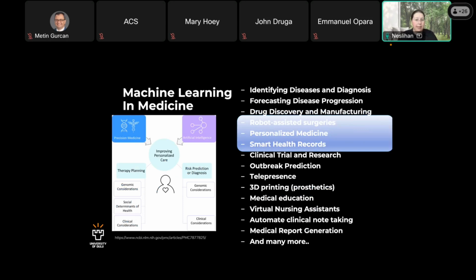Next, we have robot-assisted surgeries. It's an active research area with partially automated tools already available on the market. And let's move to personalized medicine. We are seeing a range of applications, including mobile apps, wearables, and voice assistants. They create person-specific interfaces for these machine learning models. And then smart health records aim to enhance the efficiency and accessibility of the healthcare system.